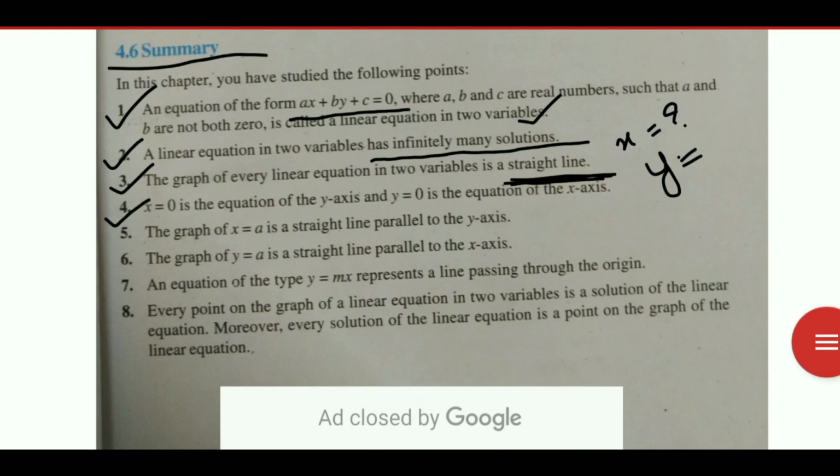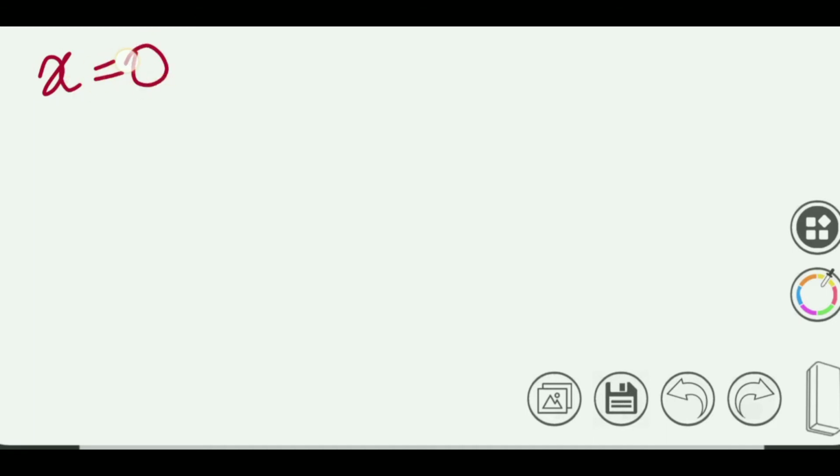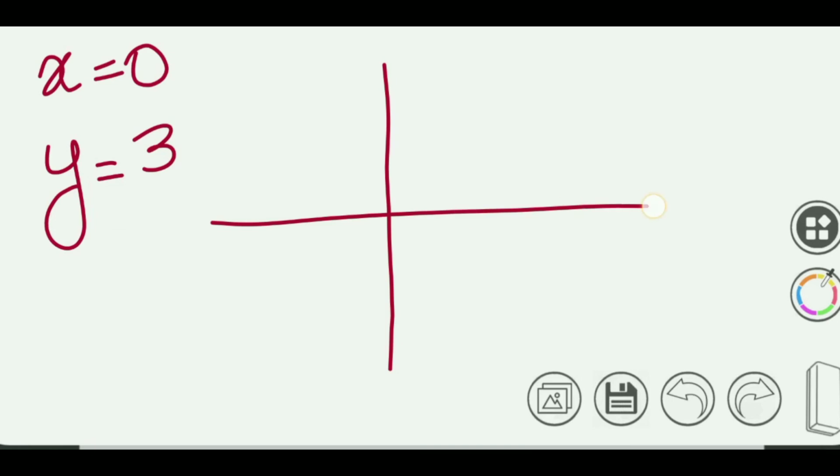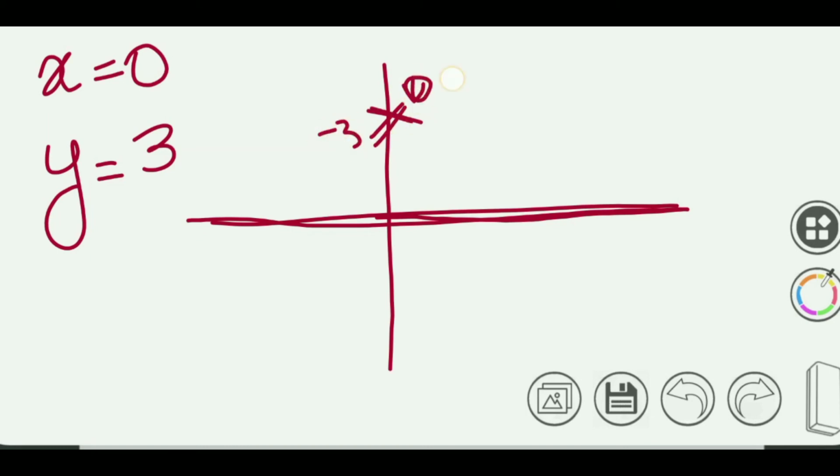Fourth, x is equal to 0 is the equation of the y-axis. Y is equal to 0 is the equation of the x-axis. We have seen that x is equal to 0. If x is equal to 0, you'll get any value for y. Suppose y is equal to 3. When you plot that, you won't get any value on the x-axis. You'll be putting the value on the y-axis. Like, suppose this is 3. So this will be your point (0, 3).